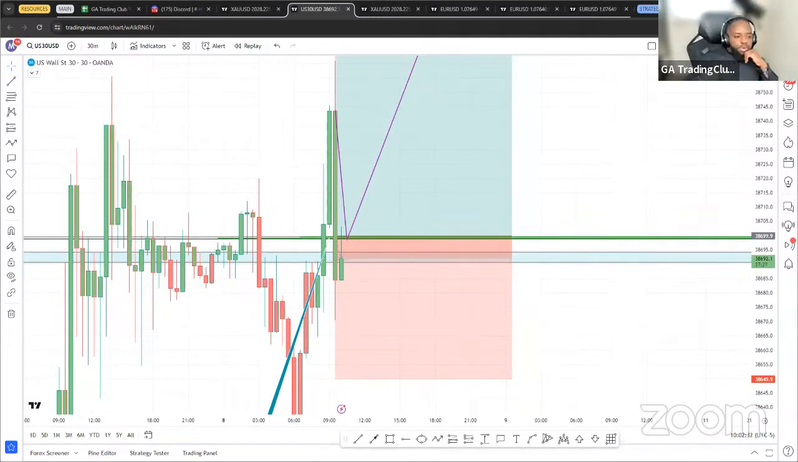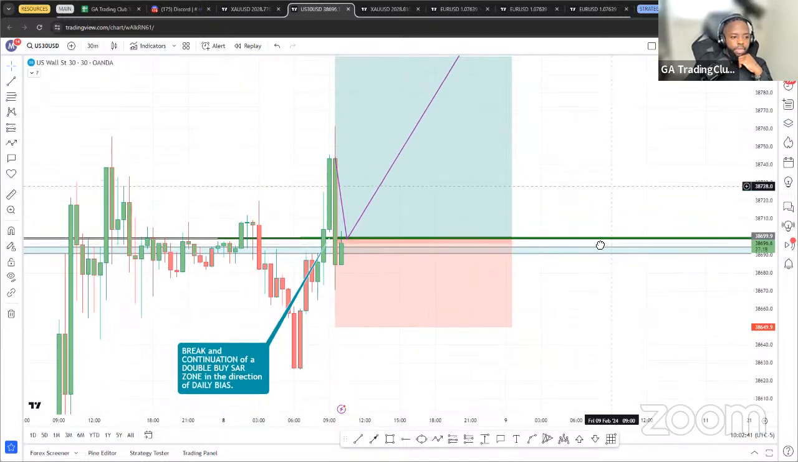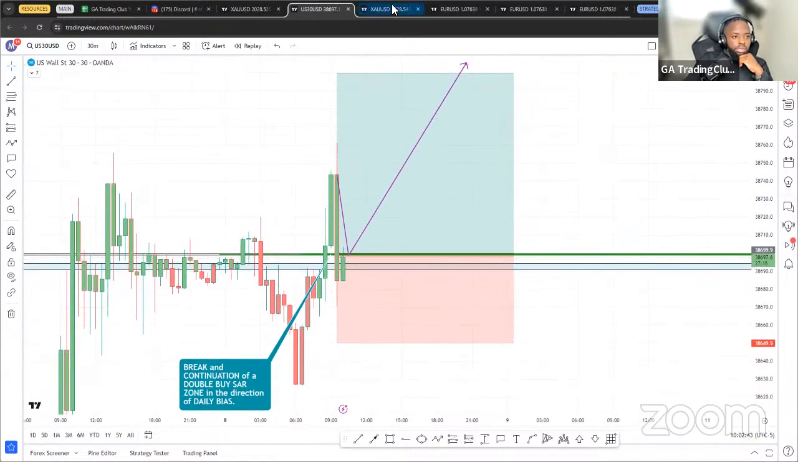So at this point, it's more of a waiting game, because there's little to no volatility in the market. So that's the only trade.